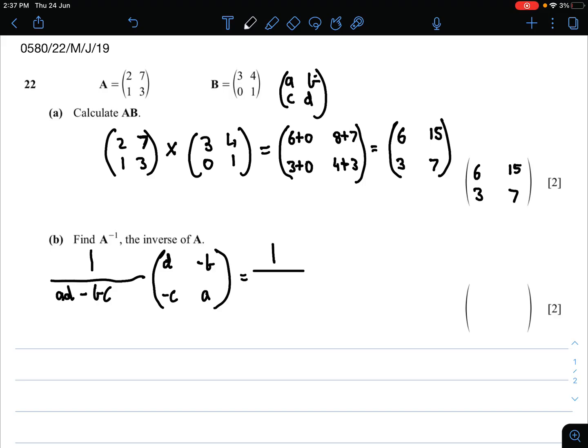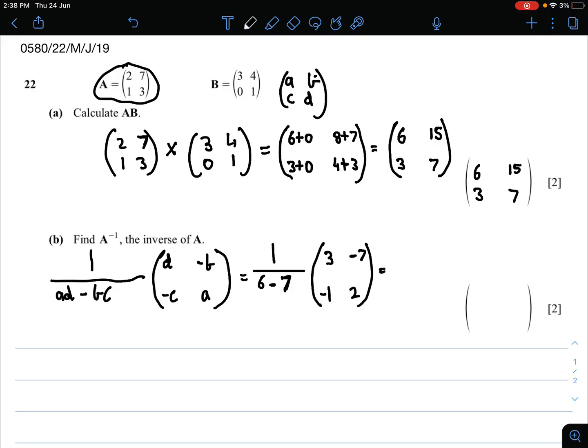So 1 divided by A multiplied by D in the A matrix would be 2 multiplied by 3, so that would be 6, minus B multiplied by C, so 1 multiplied by 7 would be 7. So 6 minus 7, multiplied by the matrix. So now we just have to shift the places of the numbers. So 3 would come up, your 7 would become minus 7. The C, that is 1, would become minus 1, and the 2 will come to the bottom right, so 2.